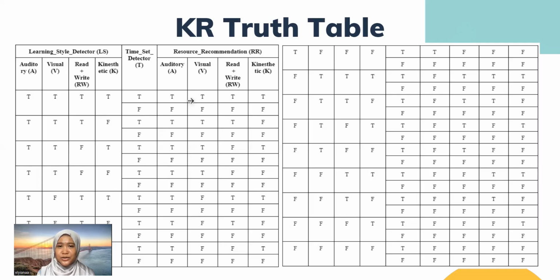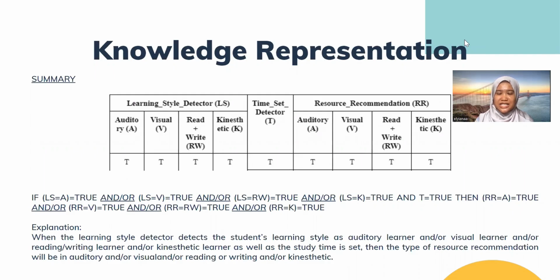The next one will be the knowledge representation truth table. There are three main elements in this table, which are learning style detector, time set detector, and resource recommendation. Both learning style detector and resource recommendation are divided into auditory, visual, read or write, and kinesthetic. This is because these are the four elements in knowing someone's learning style, whether they fall under one of these four styles or multimodal. I will briefly explain the summary of the knowledge representation truth table.